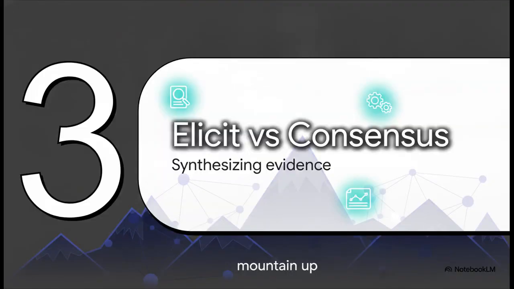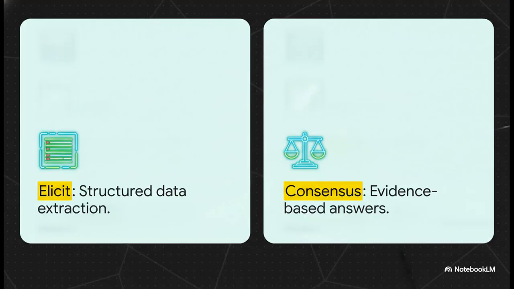Section 3, Elicit versus Consensus, and how we synthesize all this evidence. Okay. Once we've discovered our literature, it's time to guide our expedition up the mountain to synthesis and extraction. This is usually the exact spot where manual reading just stalls out completely. So we're going to compare two heavyweight tools that people often confuse, but they actually serve completely different analytical purposes. And this brilliantly illustrates the whole dichotomy of the modern researcher.